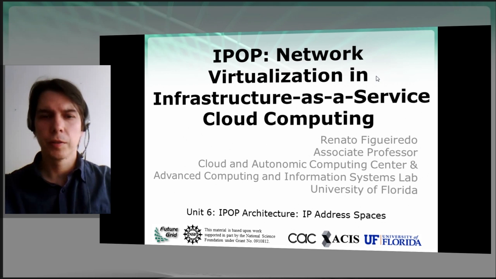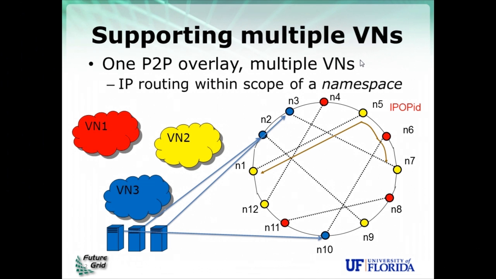Hello and welcome to Unit 6 of our course, where we're going to cover the use of address spaces in IPOP to support multiple virtual networks sharing the same peer-to-peer overlay. So, the goal of this use of address spaces in the virtual network is to support this feature where you can have multiple virtual networks sharing the same peer-to-peer overlay.